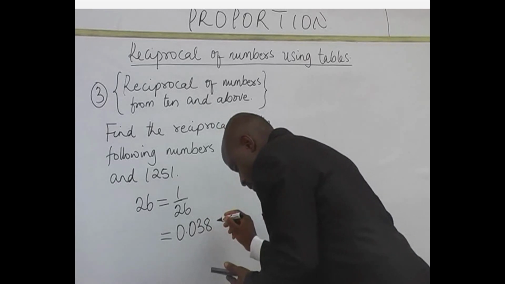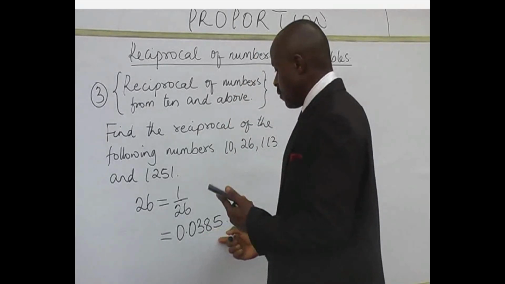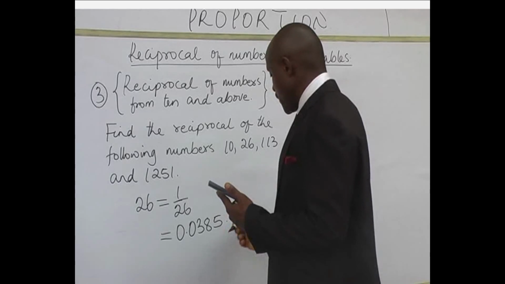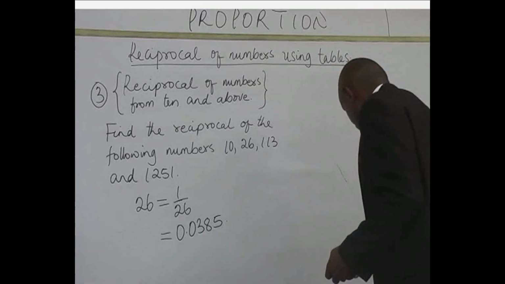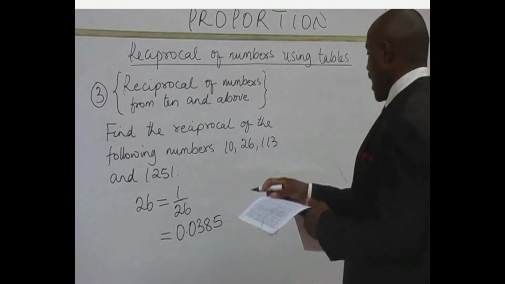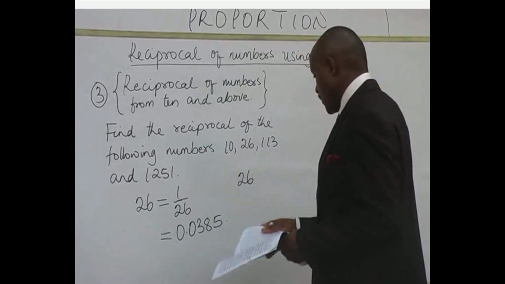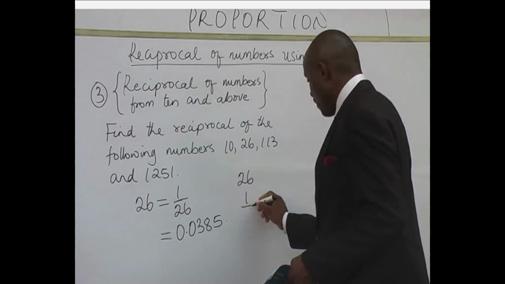0.038, okay, let me say 5. I have rounded it to 4 decimal places: 1, 2, 3, 4. Okay. Now let's use our four-figure table. Bring out the number. The number is 26. Its reciprocal means 1 all over 26.